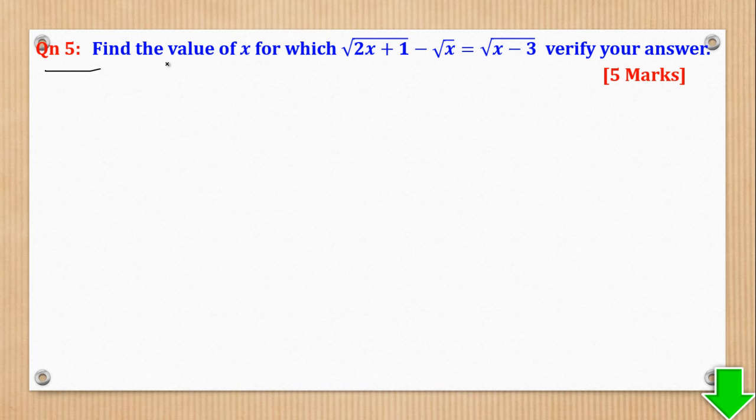Question 5 says, find the value of x for which this is equal to this and verify your answer. Each time you see questions of this form, you need to verify the answer to be on the safer side. Because you will do your computation very well and you'll get 2 values, but somehow one of the values may not be consistent with the expression given.